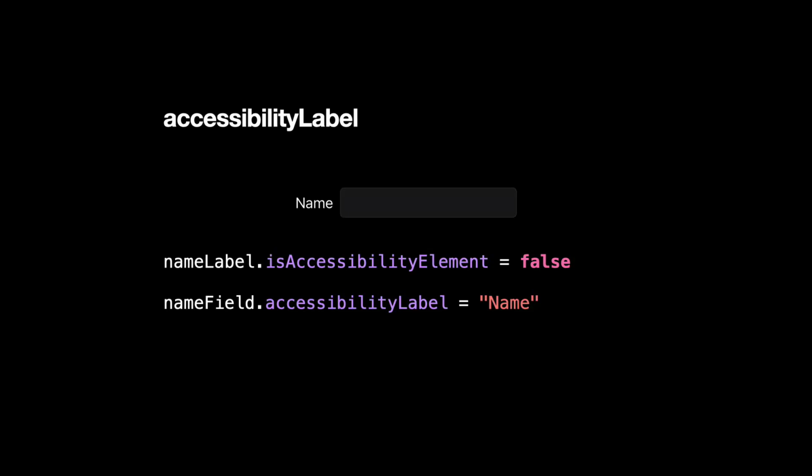We can fix this though by setting the accessibility label of the text field with the code nameField.accessibilityLabel = name. You can also notice in this example that I did not have to set isAccessibilityElement to true on the text field. I didn't have to set the accessibility label of the label, and I also didn't have to write the hint. Apple have really good defaults to make things mostly accessible already.